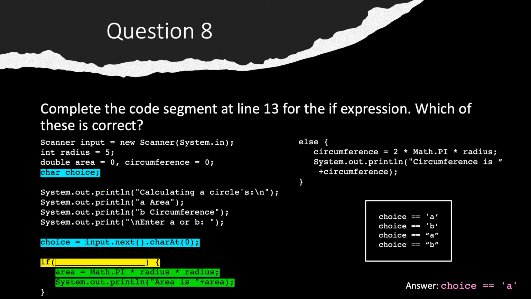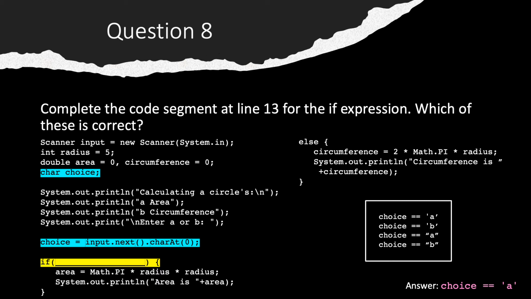Looking into the statements within the if, we have area equal to Math.PI times radius, then displaying the value of area. So this means these two statements will be executed only when the user chooses A as their input, because A is to calculate the area of the circle. How should we write the if expression? Do we use single quote or double quote?